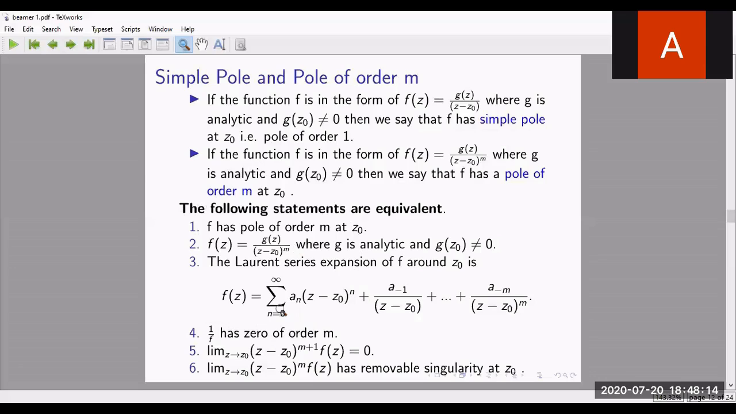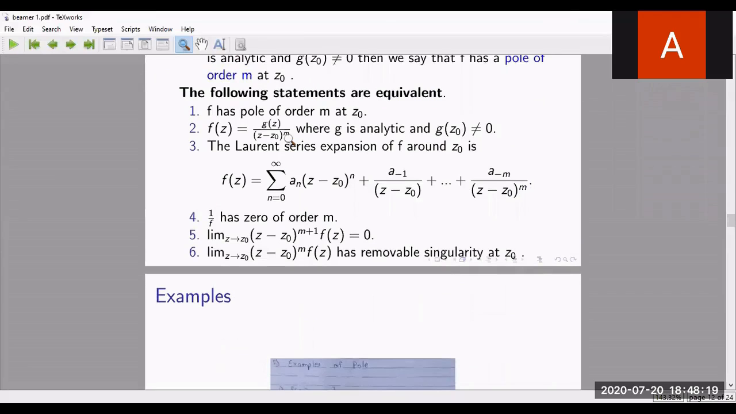Now this is a Laurent series expansion. If it has a pole of order m, there will be m terms in the denominator. See, here z minus z naught is only one term, and that's why the coefficient of this term, 1 by z minus z naught, is denoted by a minus 1. This minus 1 denotes that z minus z naught is in the denominator. Minus m is the coefficient of 1 by z minus z naught raised to m. This Laurent series we are going to see in detail in the next slides, so don't worry about it.